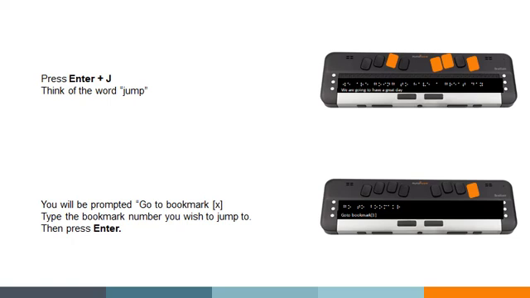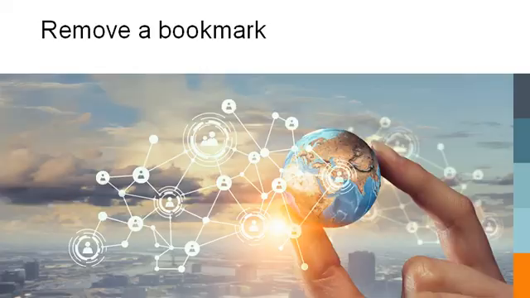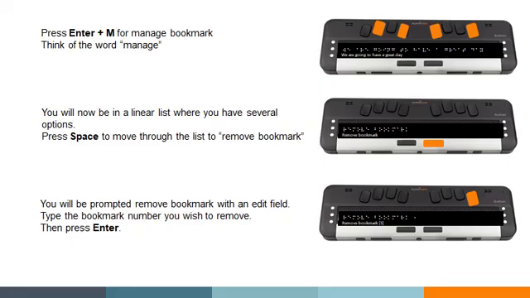So again, we can jump to a bookmark as long as we know the number of the bookmark we'd like to go to. We can also remove bookmarks. So if we wanted to remove a bookmark, I would press enter with M as in manage. So we want to manage our bookmarks. Enter with M brings me into bookmark management. Here's where I will see the insert option. I see the go to option. If I space again, I get to the remove bookmark option.